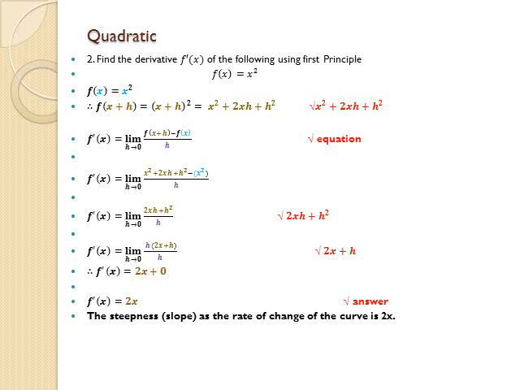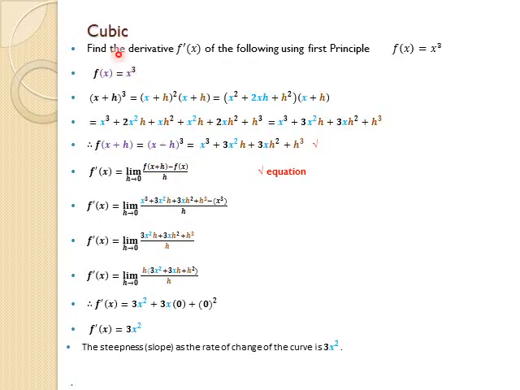Alright, let's look at the third one. Find the first derivative of the following using first principles, f(x) equals x cubed. Because we must use first principles, x becomes (x plus h) cubed. I'm going to do the long process before I do the shortcut. (x plus h) cubed is the same as saying (x plus h) squared times (x plus h). So if I do (x plus h) squared, x times x gives me x squared, x times h times 2 would give me 2xh.